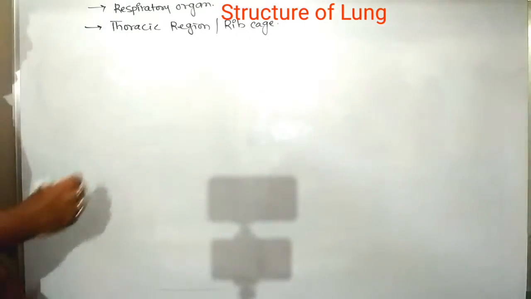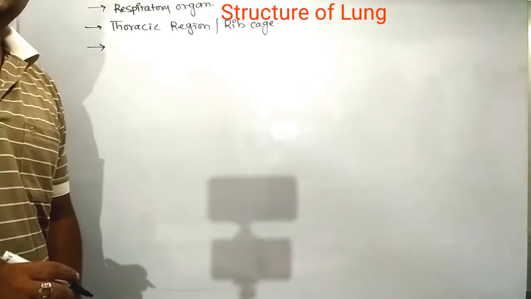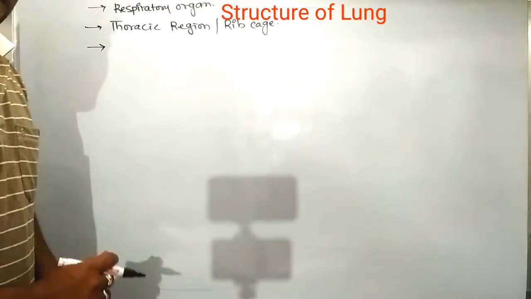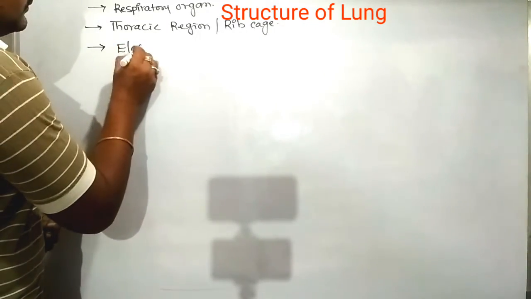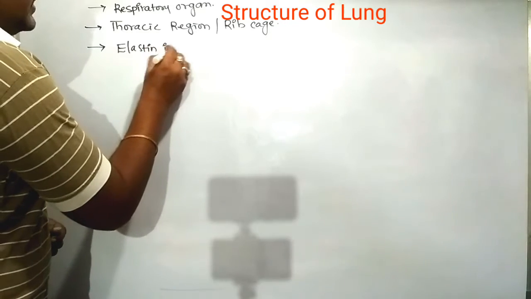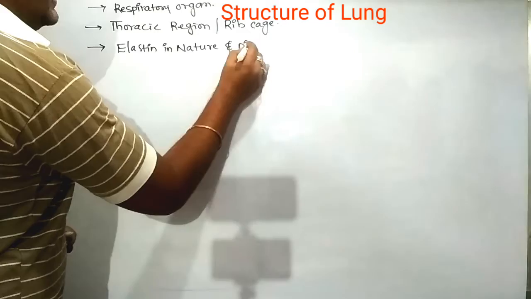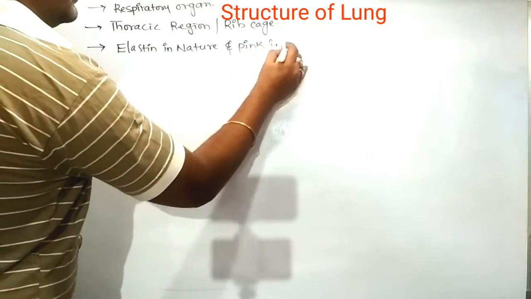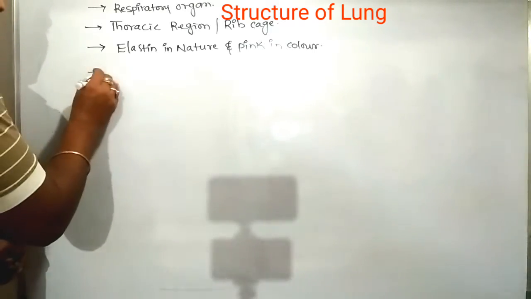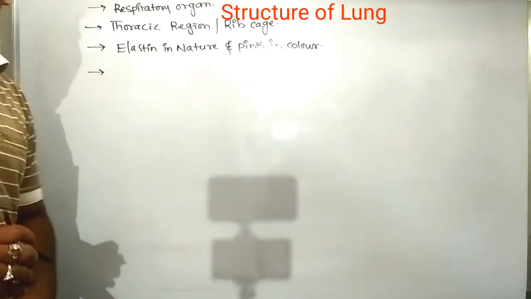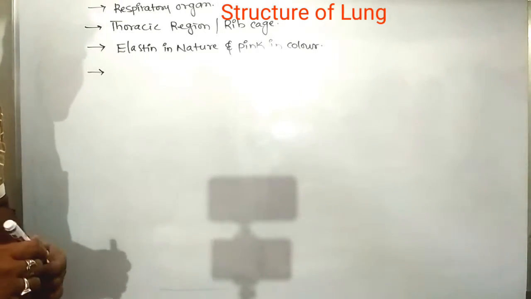So these lungs are spongy in nature, nothing but elastic in nature, and pinkish in color. So lungs are majorly useful for the exchanging of the gases. Yes or no? These are useful for the exchanging of the gases.